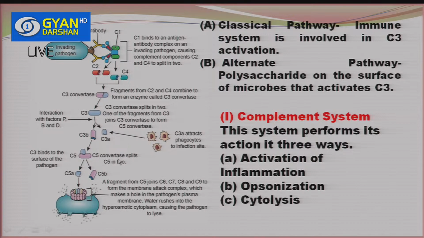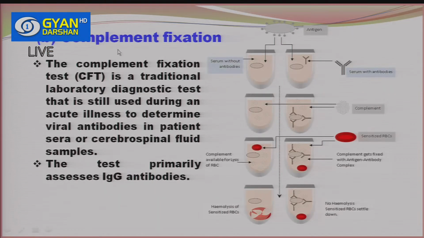Several factors are involved in the complement system, and there are several steps. This system performs its action in three ways: activation of inflammation, opsonization, and cytolysis. So there are three mechanisms involved behind this, and ultimately they are able to kill the pathogens, or the antigens. Another thing I want to discuss here is complement fixation. It is a very important mechanism.